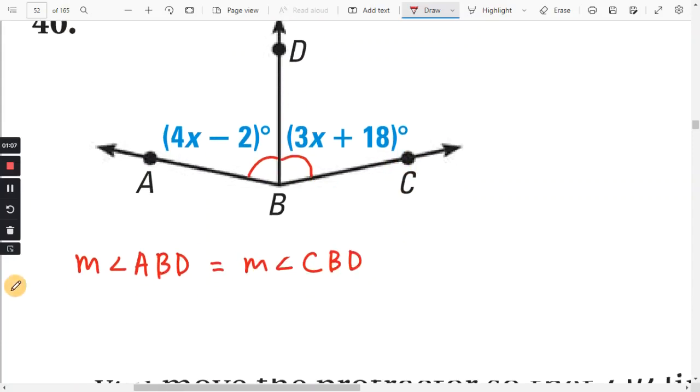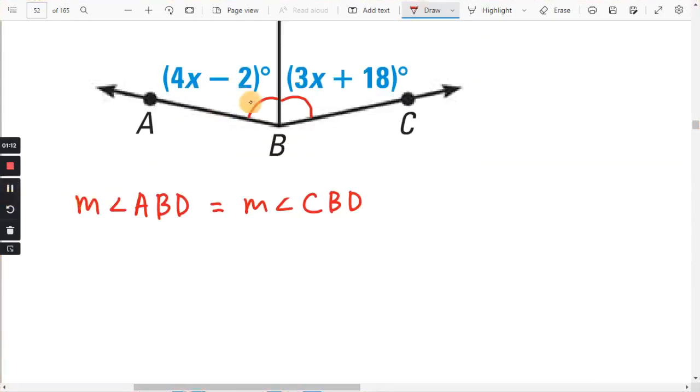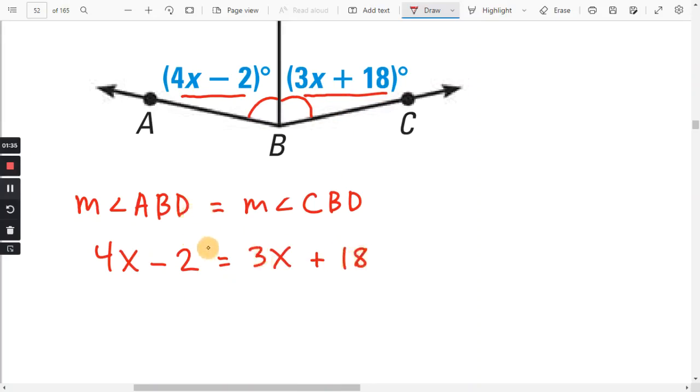So we're just putting in the algebra expressions. ABD is this angle on the left. That's going to be 4x minus 2. And CBD is the one on the right. That's going to be 3x plus 18. Notice I'm not adding the angles. This is not angle addition. These are congruent angles, so I just set them equal to each other.